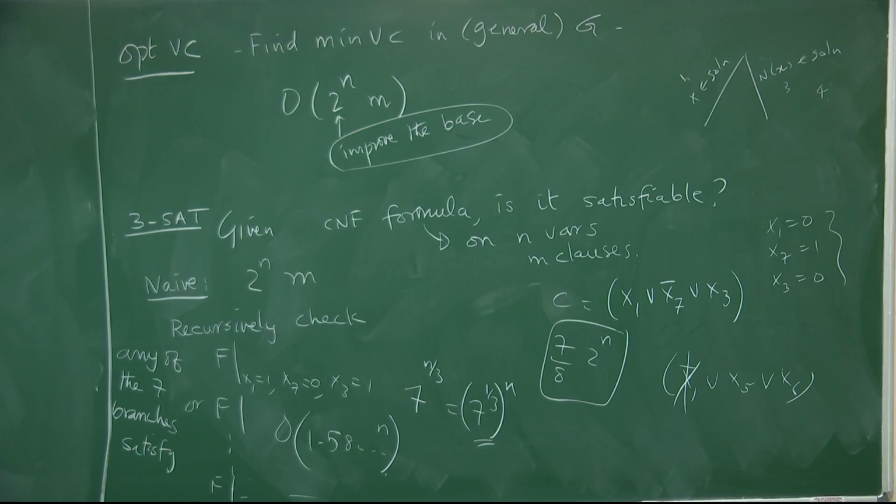so remember what is a dominating set? I don't know where it is. If for every V not in S, there exists a U in S such that UV is an edge.